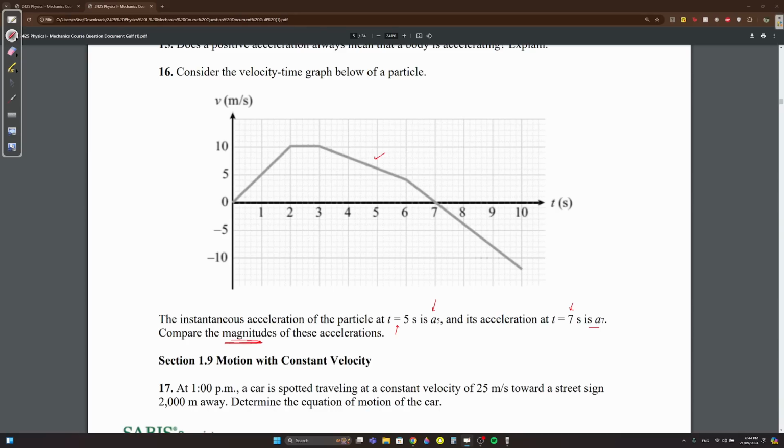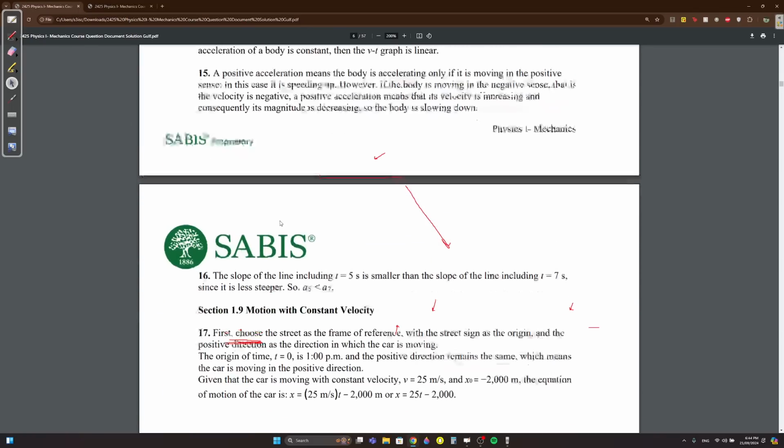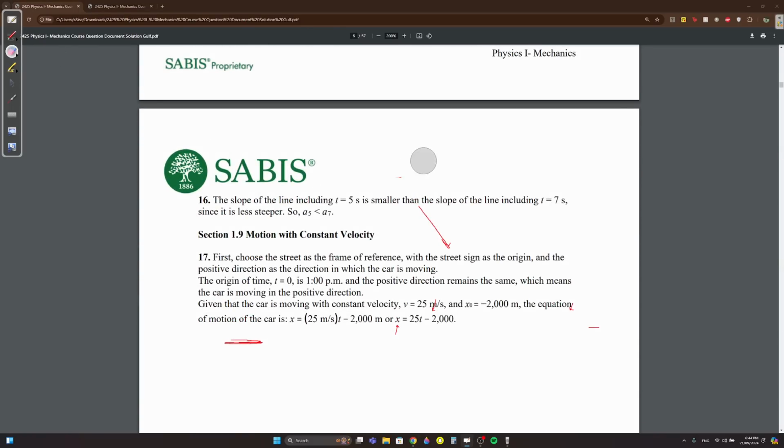Because they're talking about magnitude. They don't care about the sign. We only care about the magnitude. Okay, here, look, it's not steep, but this one here is going down. So I want to see how they said this in the solution. 16. The slope of the line including t equals 5 is smaller than the slope of the line including t equals 7. Since it is less steep, a5 is less than a7.